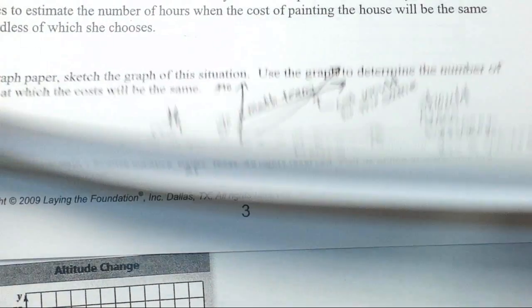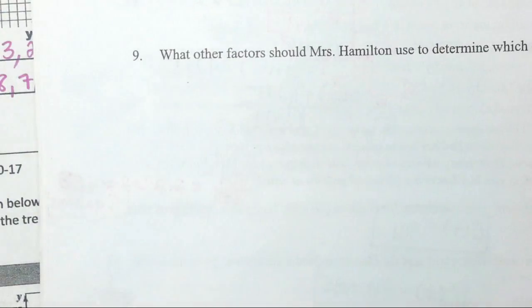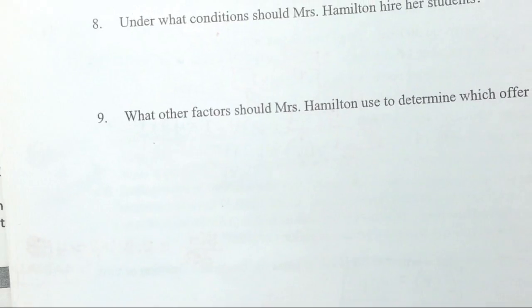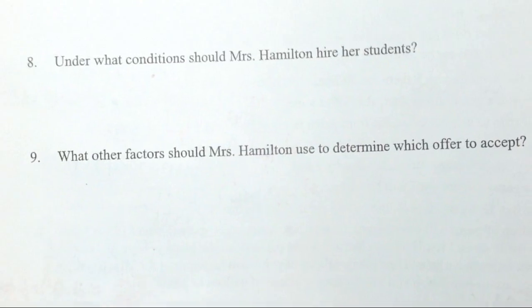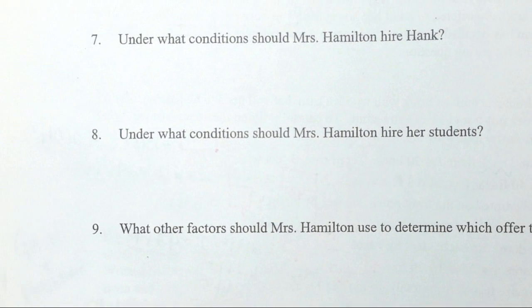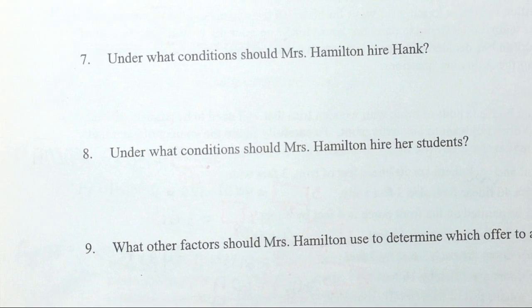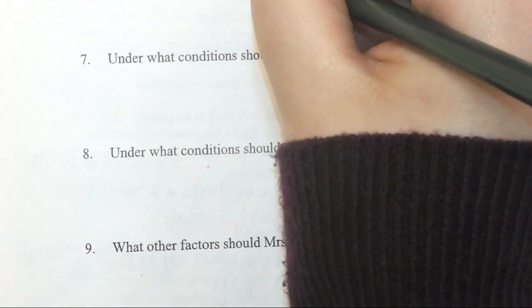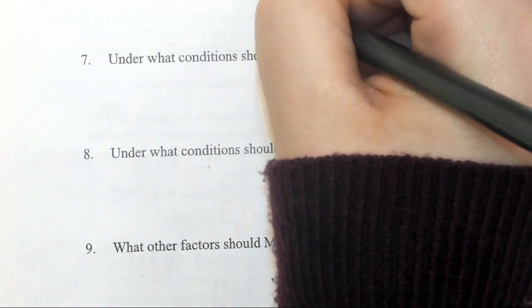Okay, number 6 says, use algebraic methods to determine the number of hours at which the cost will be the same. What will that cost be? What do they mean by algebraic methods? Don't they mean solve an equation? Okay, so what was the equation for Hank? And what was the equation for the math team?